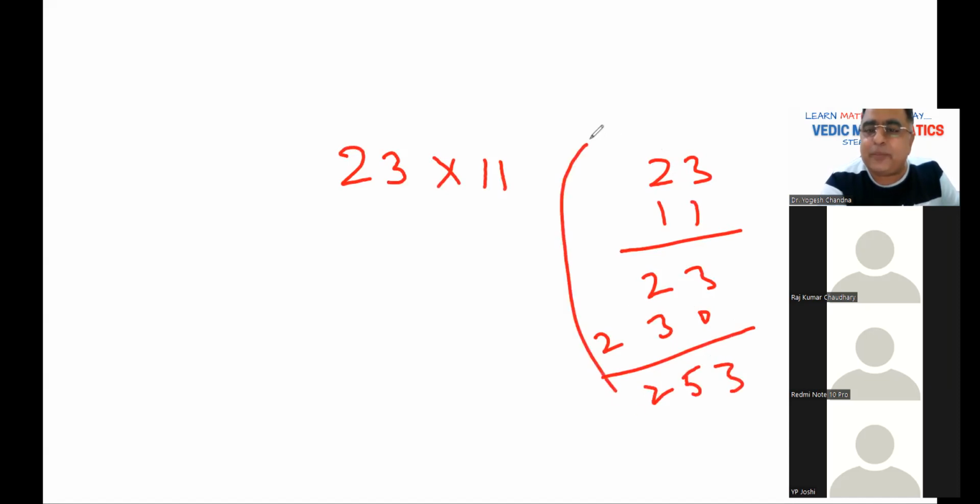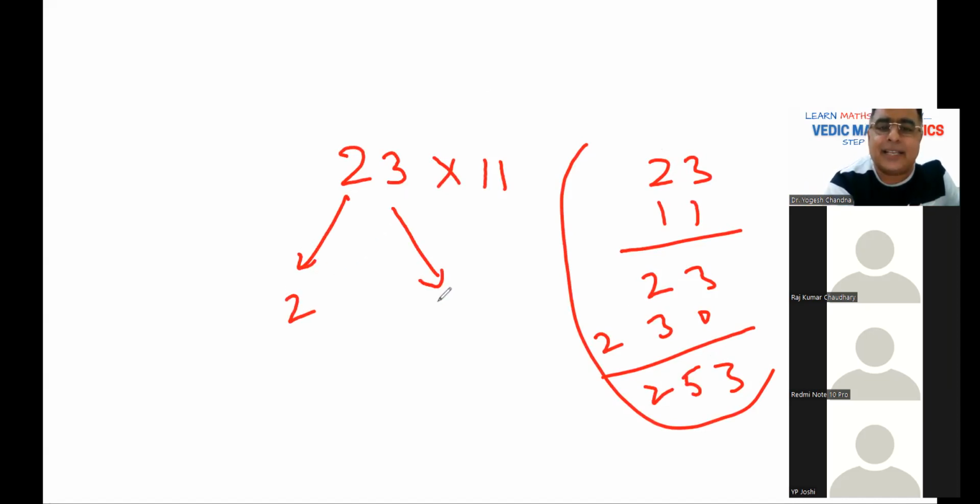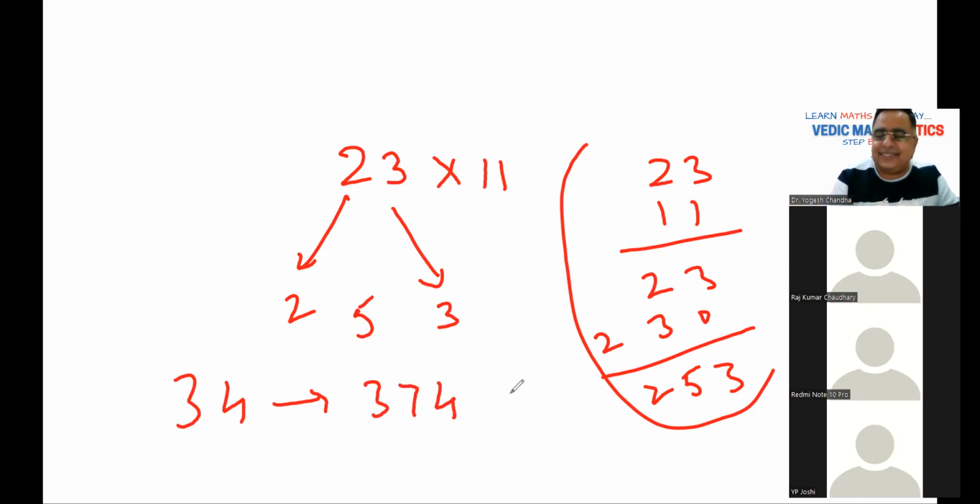But this you cannot do mentally. But in Vedic mathematics, now you can do it mentally. First digit as it is, last digit as it is, in between add the two numbers. So what will be 34 into 11? 3, 7, 4. What would be 63 into 11? 6, 9, 3.